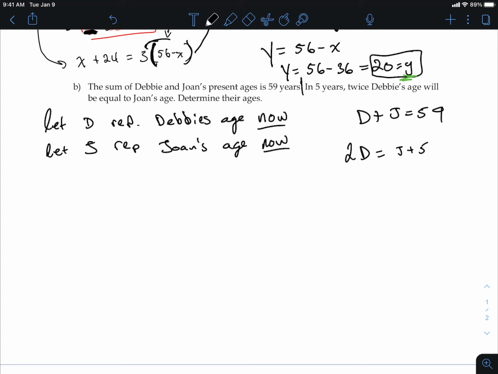Well, Debbie's age doesn't double. She ages 5 years and so does Joan, and then her new age is double what Joan's new age is. This is twice Debbie's age. We've poked a hole in something, which is good. Okay. We're missing one tiny piece.